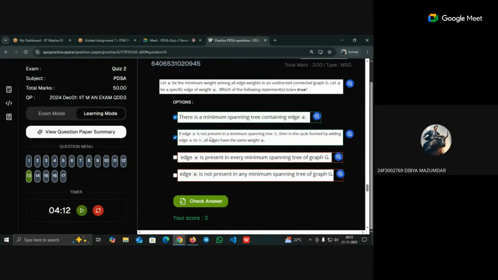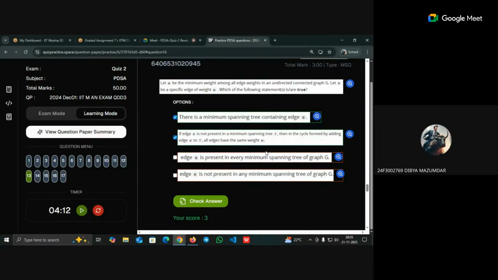If all edges have the same weight W, then all edges in that particular cycle will have the weight W. That's what it is saying. In that cycle that will be formed when you add this edge E to the tree.